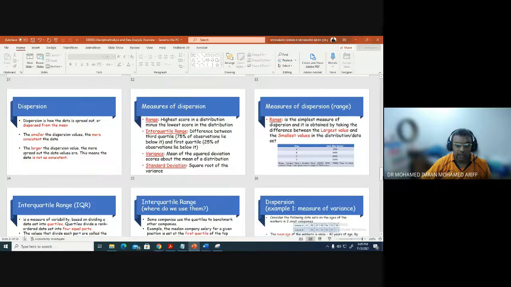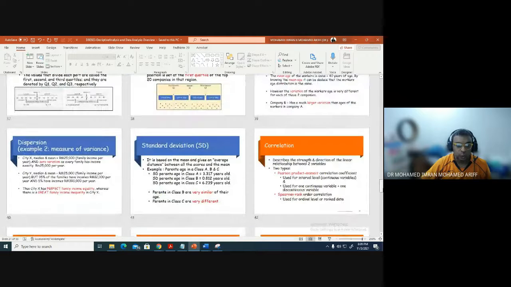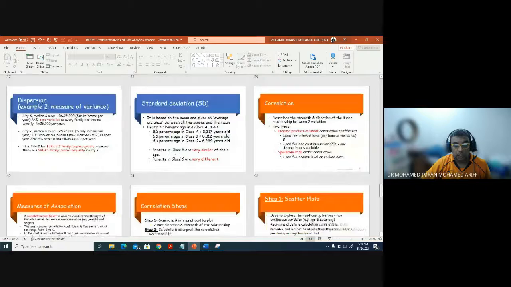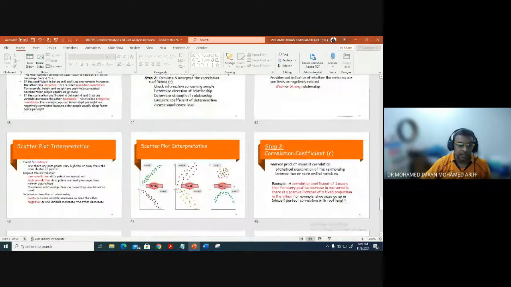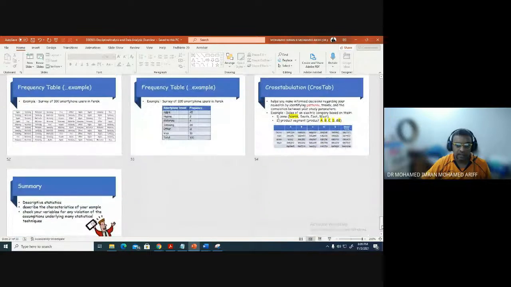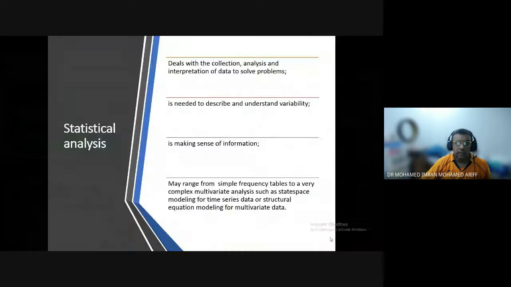Okay, so towards the end of the slides, these are the methods involved for you to do descriptive analysis. Okay, these are some of the methods available. All right, so let's start.